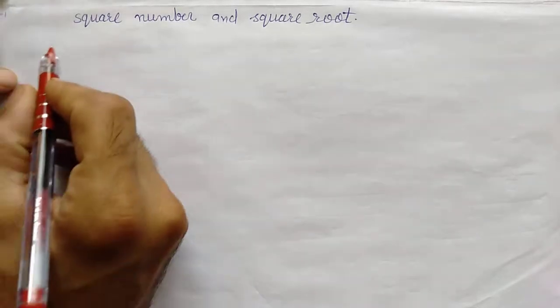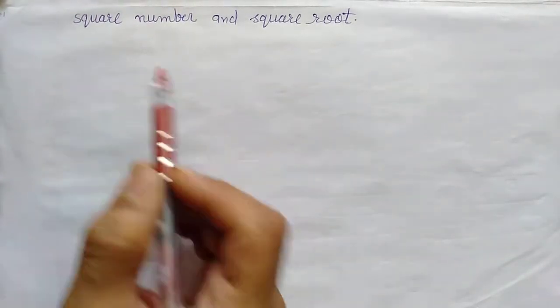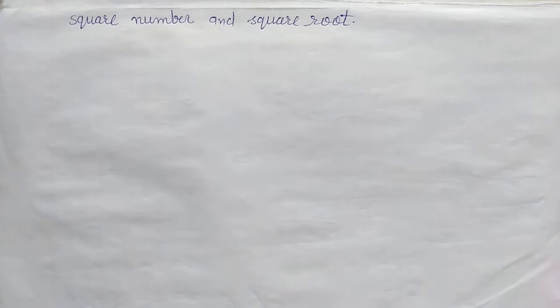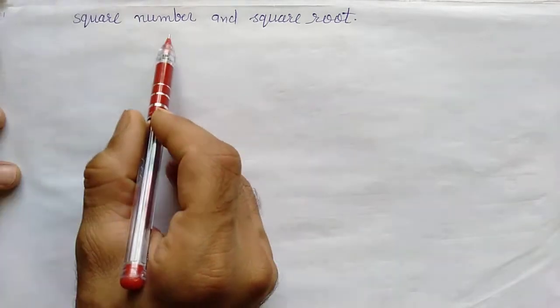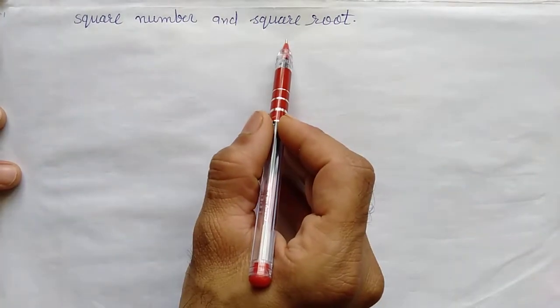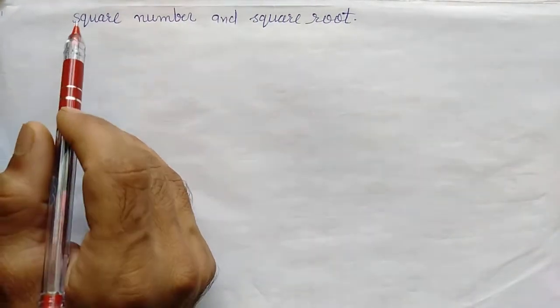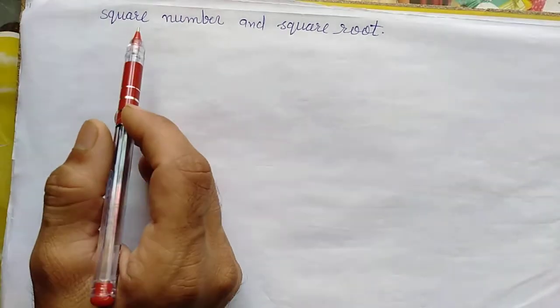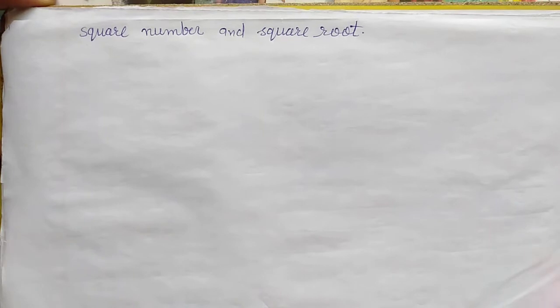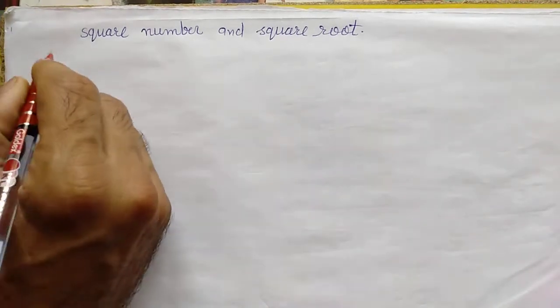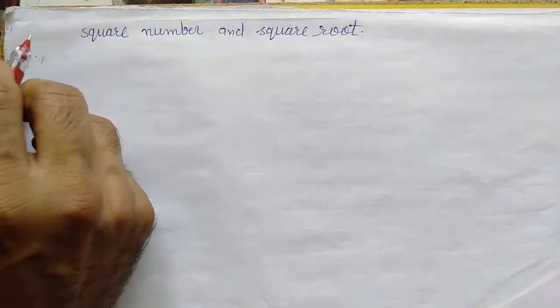Dear students, in the previous video we have learned the laws of exponents and powers, and now in this video we are going to learn square numbers and square roots. First of all, what is a square number? A square number means when a number is multiplied by itself.